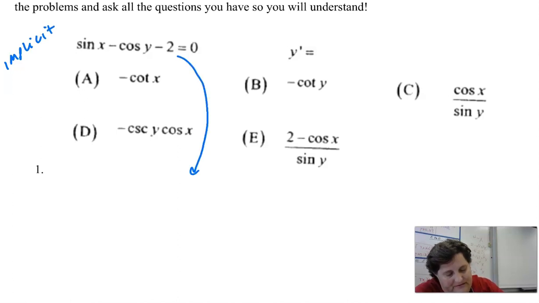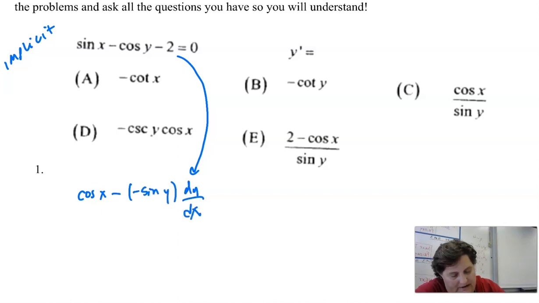Okay, go ahead and move myself down here. The derivative of sine x is cosine x. Remember, I don't have to do anything with that, like dy/dx, because it's in terms of x, right? The derivative of cosine y is negative sine y, and that one needs a dy/dx on it. The derivative of 2 is 0, and the derivative of 0 is 0. Two negatives make a positive, so it's cosine x plus sine y dy/dx.